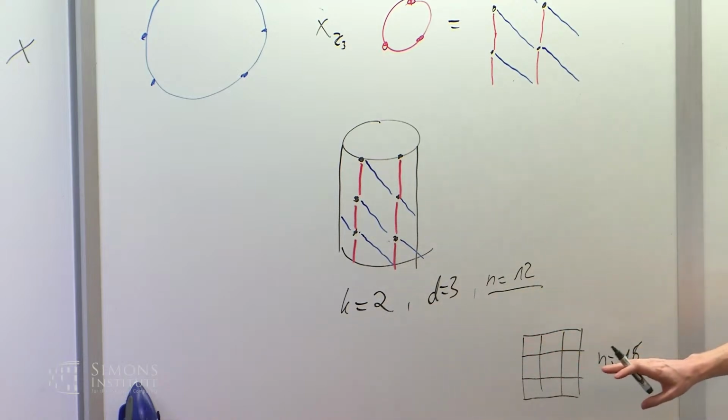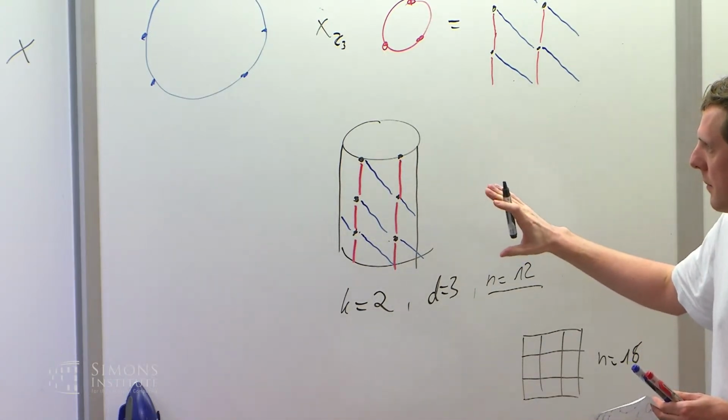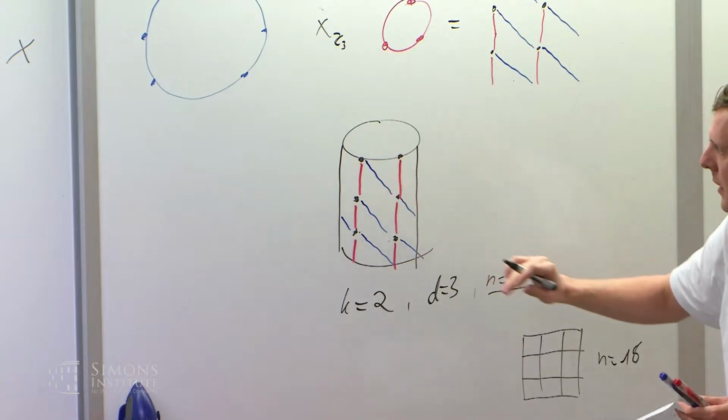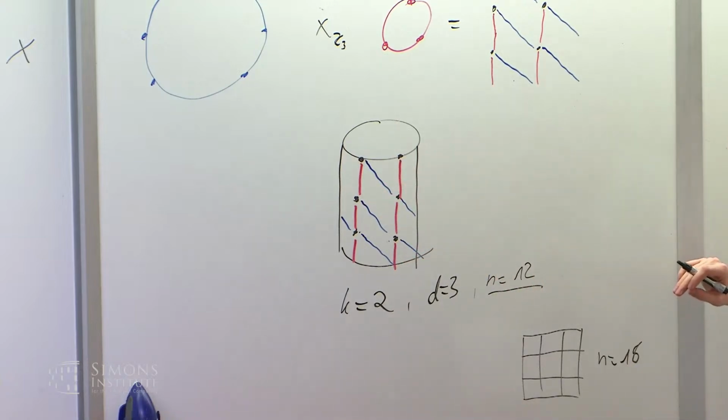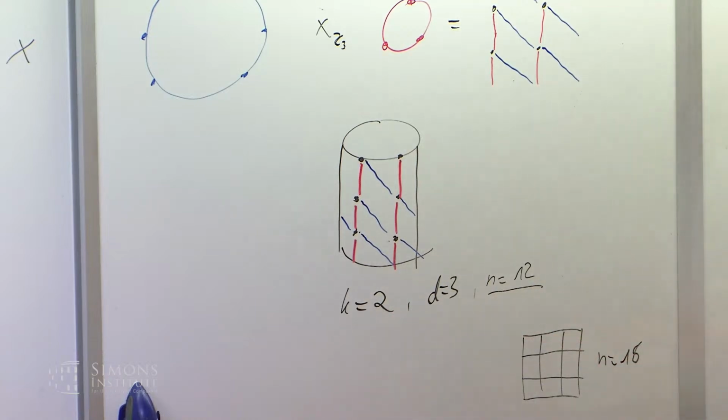And that's the high-level idea here: by doing this kind of product, we can somewhat preserve our code properties, but we reduce the number of qubits that we need.